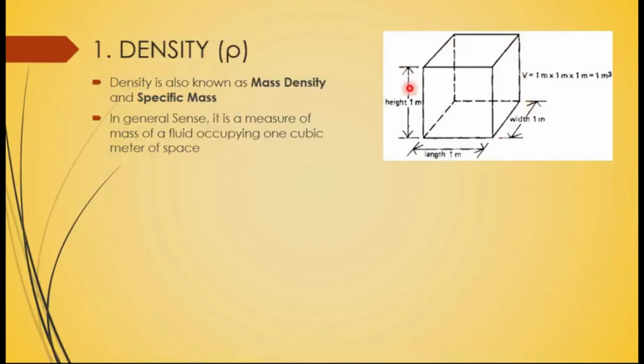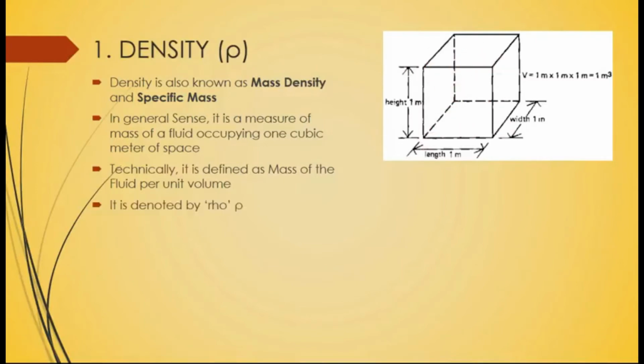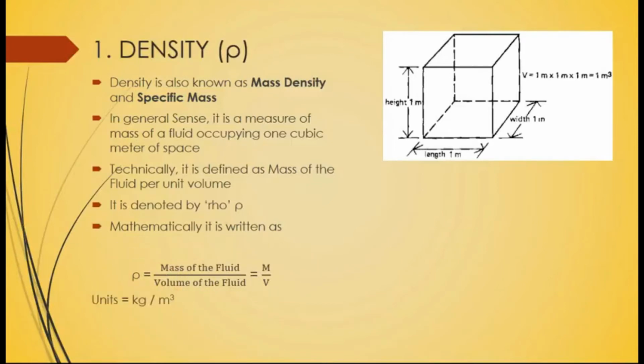So we are measuring how much mass of the fluid can be laid in it. So this is the mass of the fluid in it by its volume. Technically it is defined as mass of the fluid per unit volume, and it is denoted by the Greek letter rho. And mathematically we can write it as rho is equal to mass of fluid by volume of fluid, m by v. And the units are kg per meter cube.